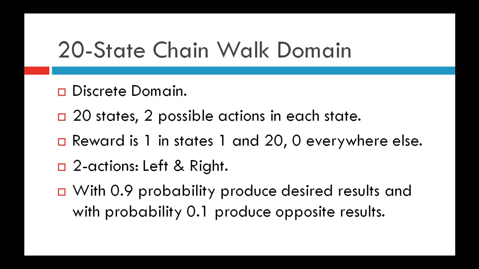So here's an example on the chain walk domain. It is a 20-state chain walk domain. You can find the details of the chain walk domain in several publications. It's a discrete problem. It has two possible actions, left and right, and the actions have a probability of 0.9 to produce the desired result, and with probability 0.1 they produce the opposite result. The reward is 1 only in states number 1 and 20, and is 0 everywhere else.